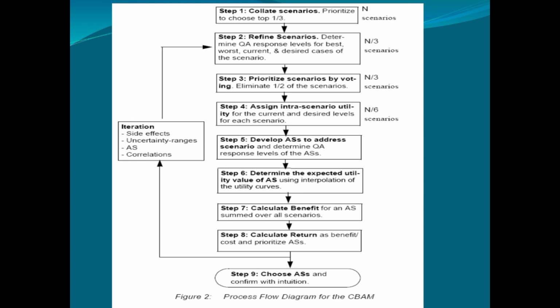Here AS stands for architectural strategies. In this flow diagram, step 1, collate scenarios, is completed during the ATAM evaluation. The second step, refine scenarios, is partially completed during the ATAM evaluation. And step 3, prioritize scenarios: the business goals gathered during the ATAM evaluation help during the prioritization of scenarios. This is the process flow diagram for the CBAM.